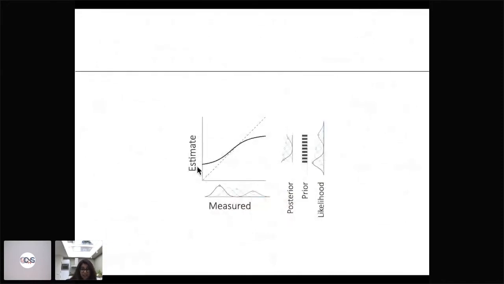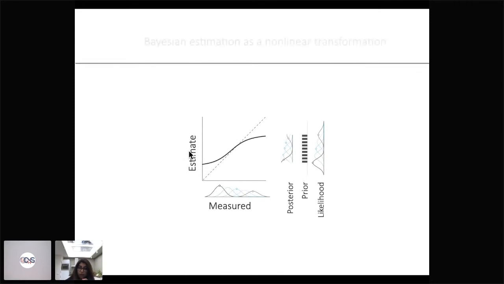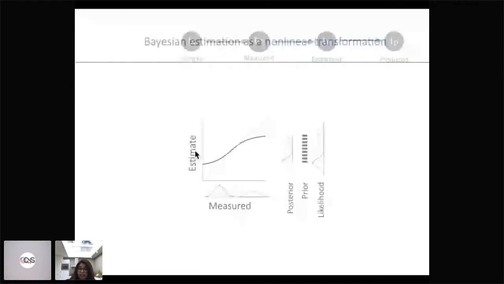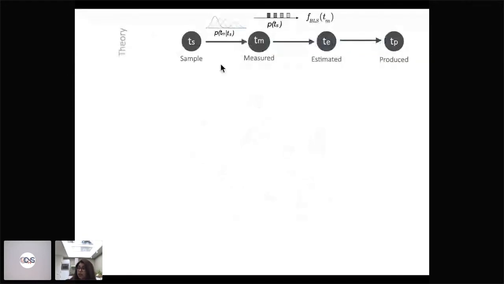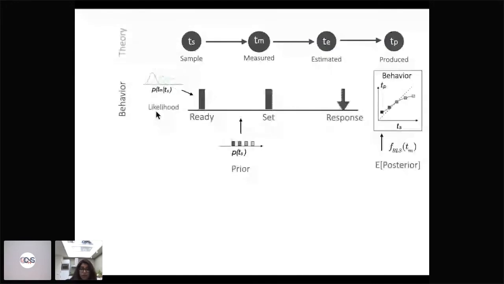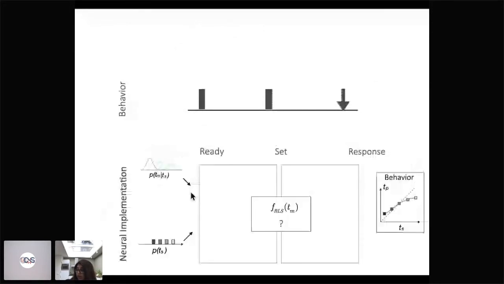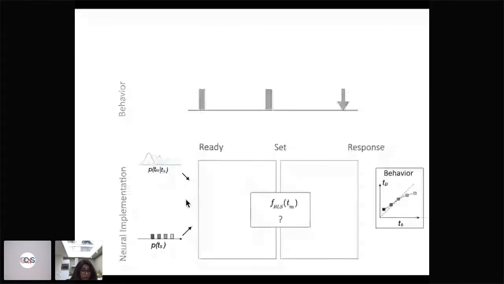But the central tenet here that we are going to assume is that if we can find a neural substrate that can encode this nonlinear deterministic mapping, which represents the mean of the posterior, then we would find a neural circuit that could convert any measured time interval into a Bayesian estimate. And so we are looking for a circuit that could perform this particular transformation. And the idea is that we link theory to the behavior and we find signatures of this theory in the behavior, and then move onwards to identifying exactly how this behavior originates from the neural implementation.